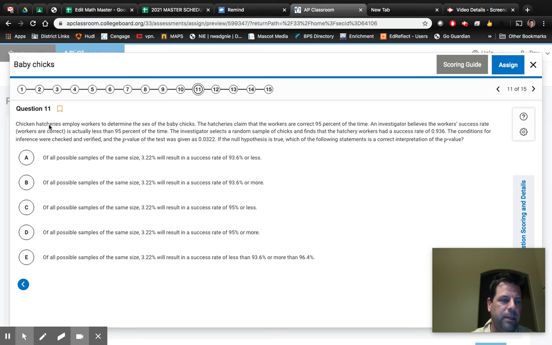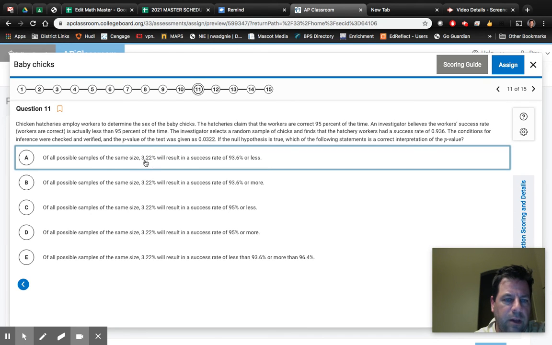Okay, 11. Chicken hatcheries determine the sex of the baby chicks. Hatcheries claim that the workers are correct 95% of the time. Ho: P equals 0.95. An investigator believes the workers' success rate is actually less than that, P is less than 0.95. The investigator selects a random sample of chicks and finds that the hatchery workers had a success of this. So there's my p-hat. The conditions for this inference were checked and verified. The p-value was given as this. If the null hypothesis is true, which of the following statements is a correct interpretation of this p-value? Of all possible samples of the same size, this percent will result in a success rate of this or less.